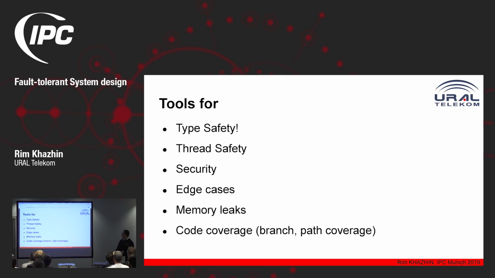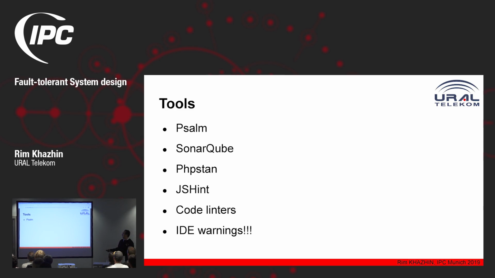So there are tools for type safety, thread safety, security, finding edge cases, finding memory leaks, and code coverage. These tools are Psalm, SonarQube, PHP Stan, JS Hint, code linters, and development environment warnings. So most of us have to deal with legacy code, right, which has lots of warnings, but it's important to look at them. Okay, there are hundreds of warnings collected, but if you're starting a new class, at least you should look at those warnings.